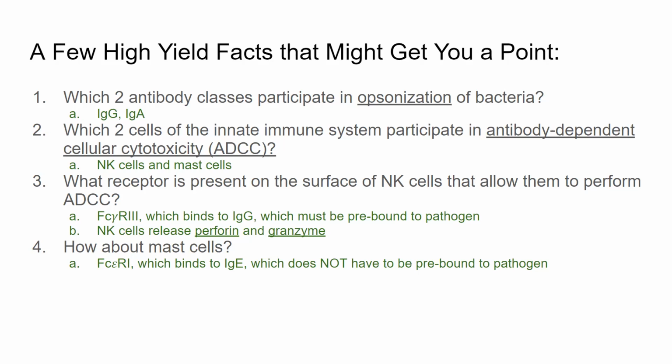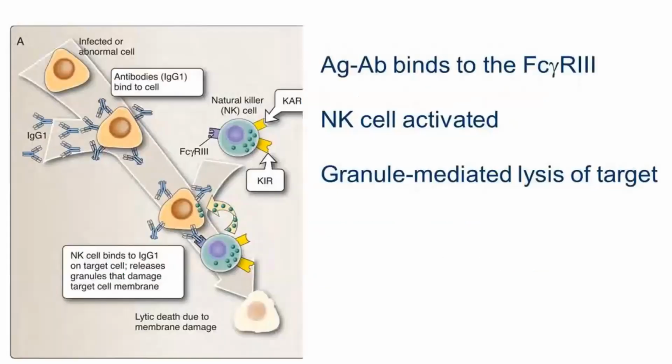I'll give you some pictures. So that receptor is important. Mast cells will release histamine and heparin, those are their two big things. Those cause local inflammation, vasodilation, itching. So nasty stuff.